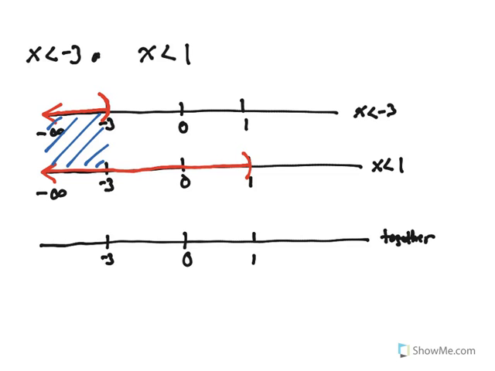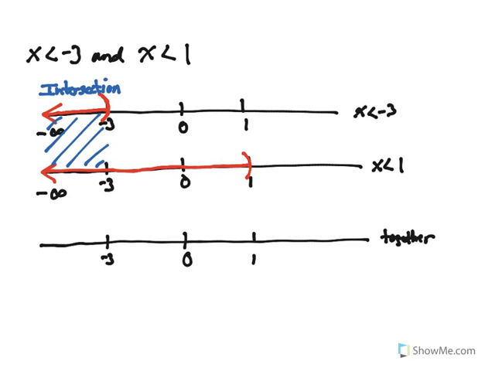Because the original problem read and, I forgot to put the word and, x is less than -3 and x is less than 1. When you see the word and, that's a compound inequality. And in that situation, we want to know where both solutions have in common, or where they overlap or intersect. That's called an intersection. Okay? So this is called an intersection. And that's where they overlap. That's what we're interested in.